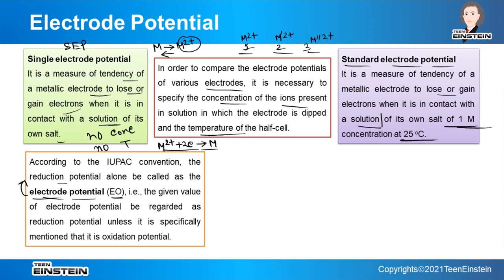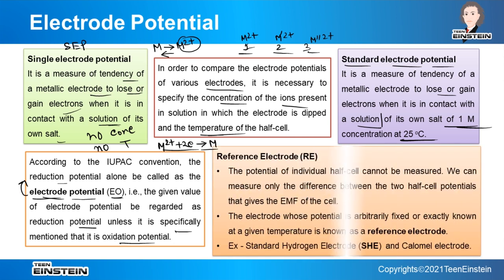So in this half reaction, the electrode potential that we will get at standard state will be called reduction potential. You can also call it electrode potential. And a given value of electrode potential will be regarded as reduction potential unless it is specifically mentioned that it is oxidation potential. That means if oxidation potential is not mentioned specifically, you can consider the electrode potential of the system as reduction potential. And this is a convention according to IUPAC.